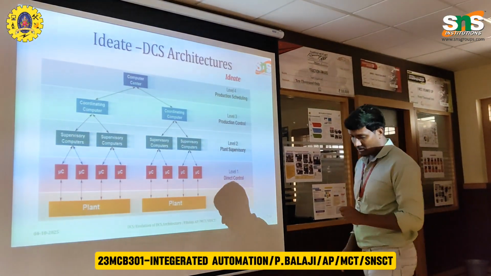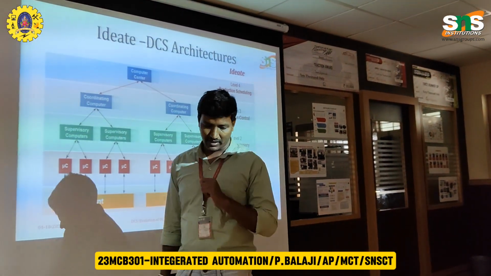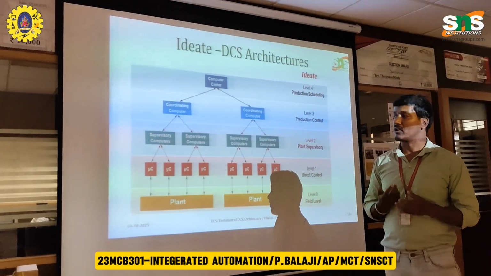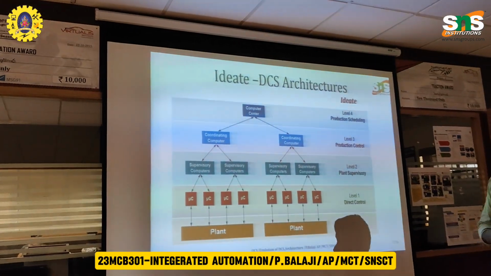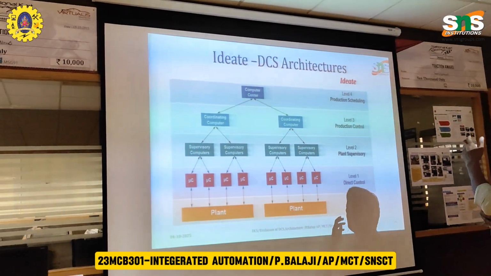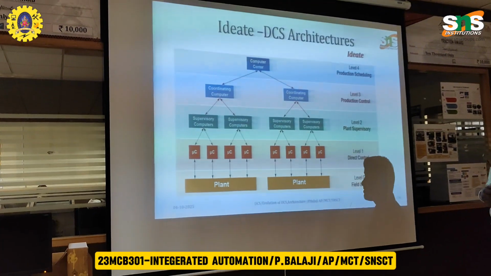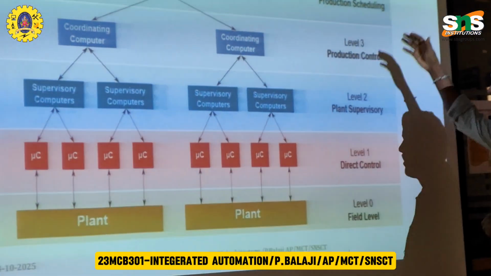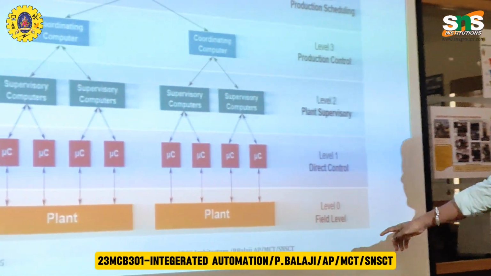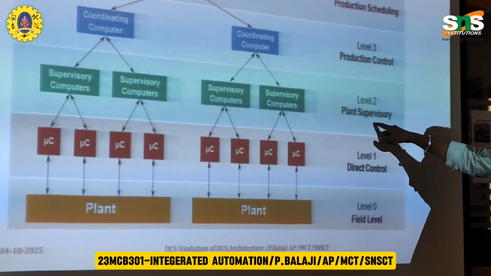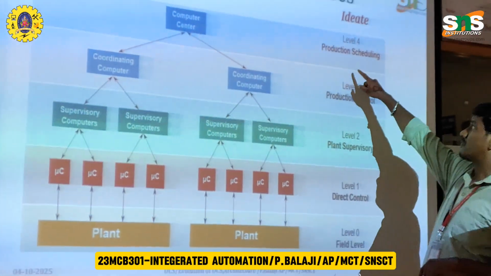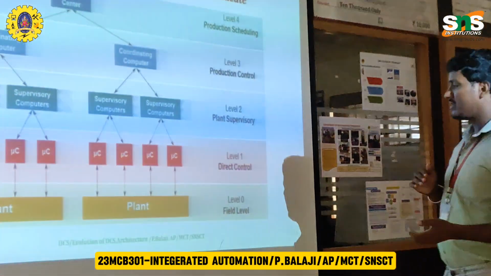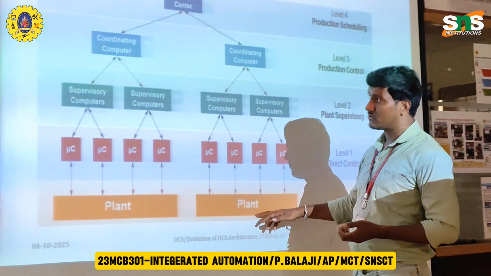So we have discussed our empathy, and what rectifying methods are available for our problems. Specifically for our need, we can use the DCS for the applications, which means the distributed control systems. In DCS, we have four levels of control applications: the field level, direct control level, plant supervisory, production control, and then production scheduling. We'll look from the bottom up.